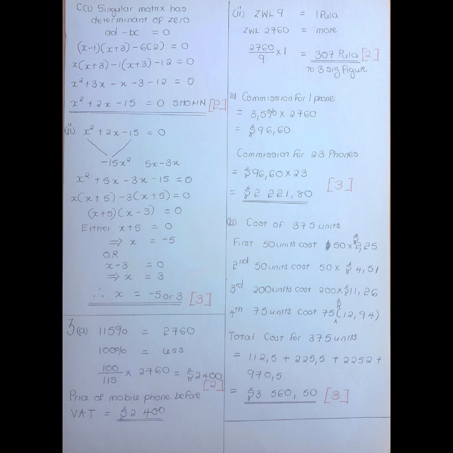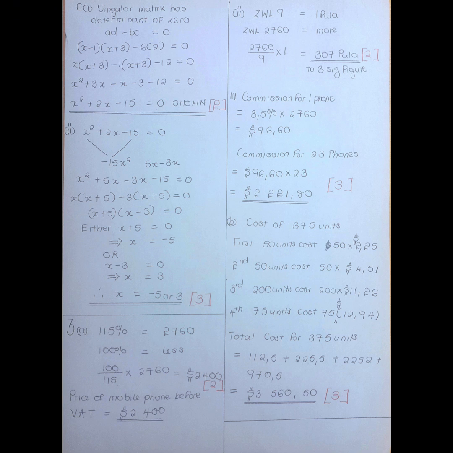So the exchange rate is ZWL9 is equal to 1 pula. So the equivalent of 2,760 is going to have more pula. So we say 2,760 over 9 times 1 in order to get 307 pula, correct to 3 significant figures. If the degree of accuracy is not specified, we round correct to 3 significant figures.